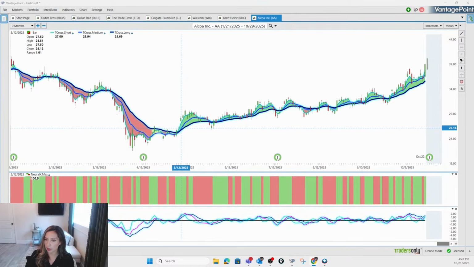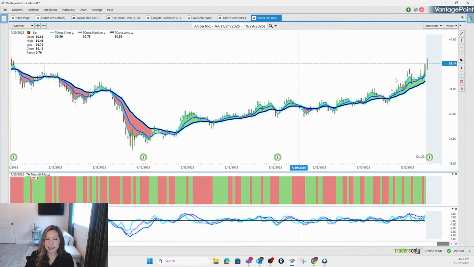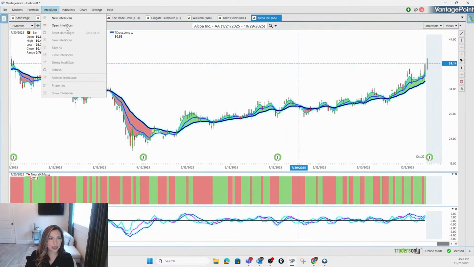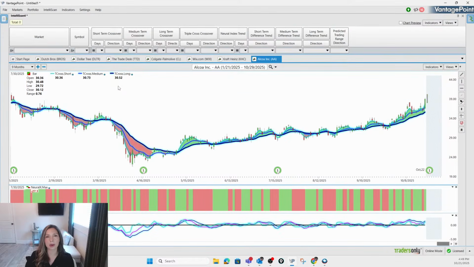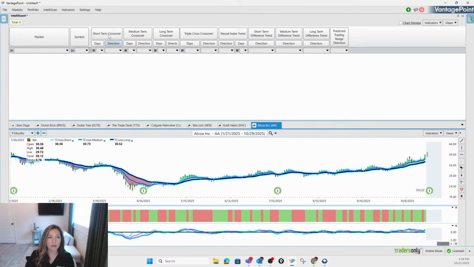All right, so let's jump into the scan because I do want to show you guys how to do this. It's going to be pretty quick because, well, IntelliScan is quick, and it's not super complicated. It's going to take all of the concepts that we used today while evaluating these assets, and it's actually going to look for those particular types of movements.